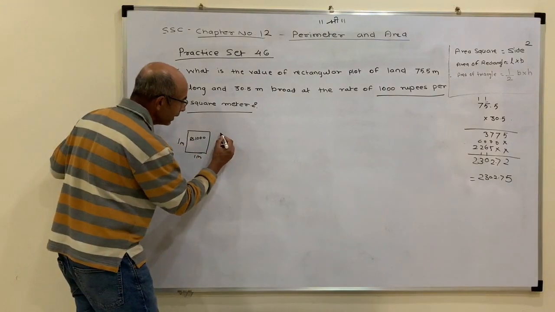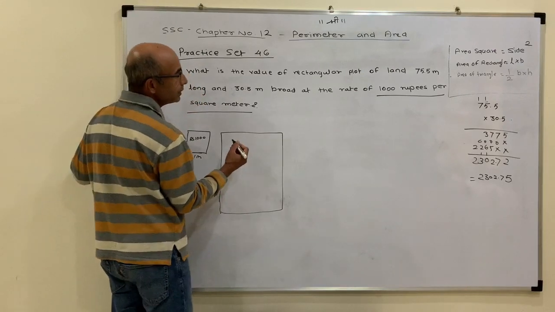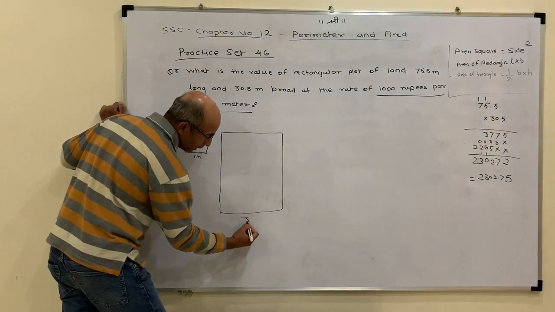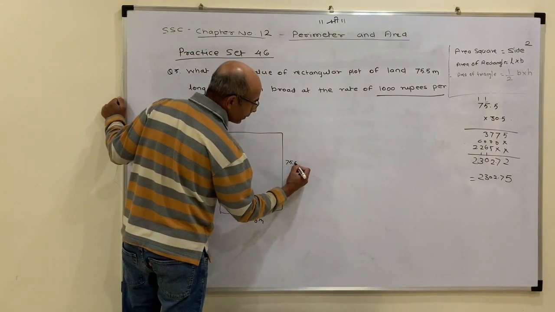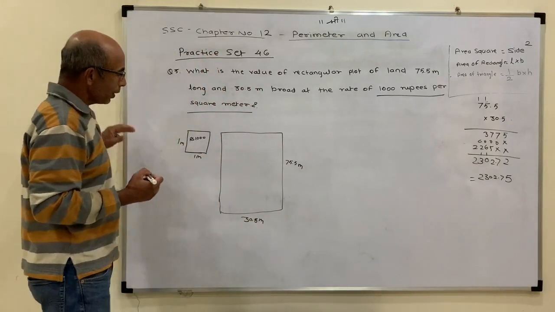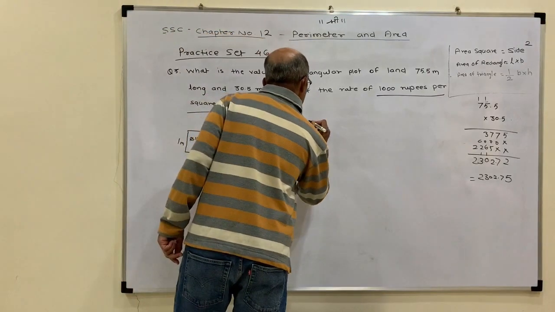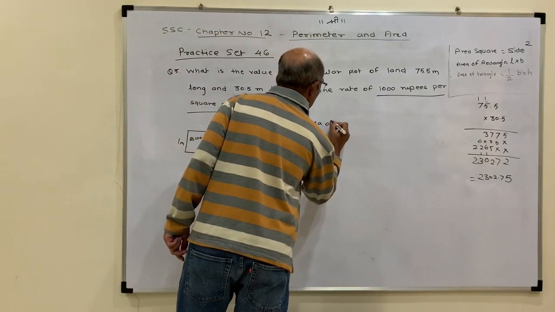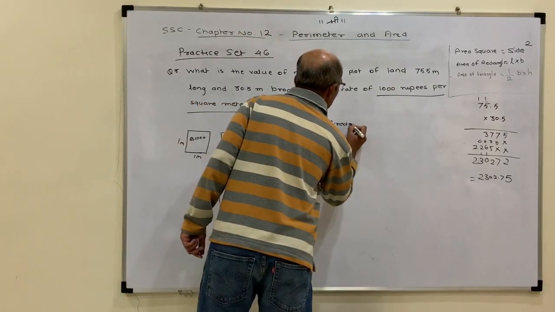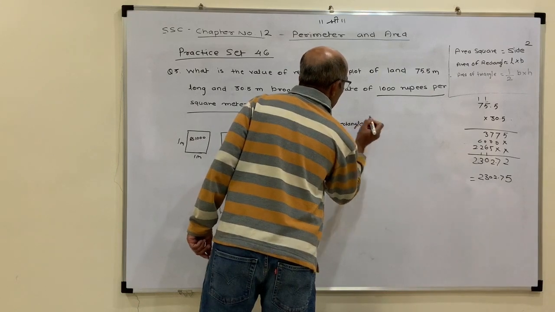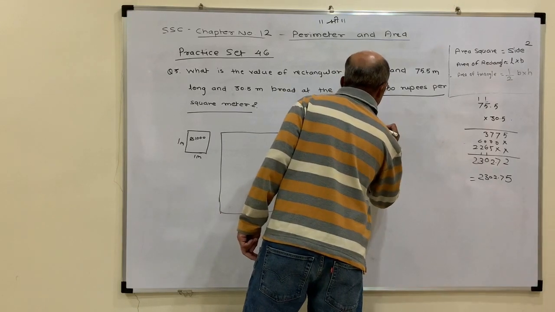And this is the plot whose cost we need to find. This is 30.5 meters and this is 75.5 meters. So what do we need to find? We need to find the area of this land. So area of plot, or you can first say area of a rectangle. The best way to keep this formula by heart is equal to length into breadth.